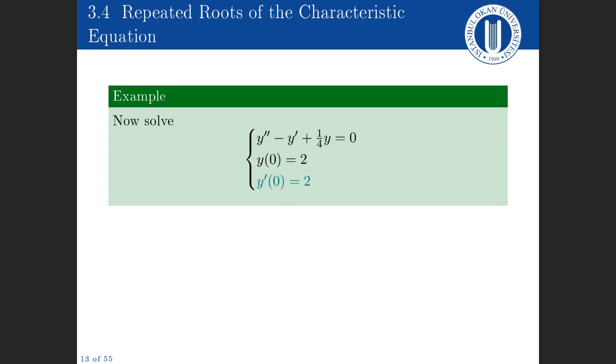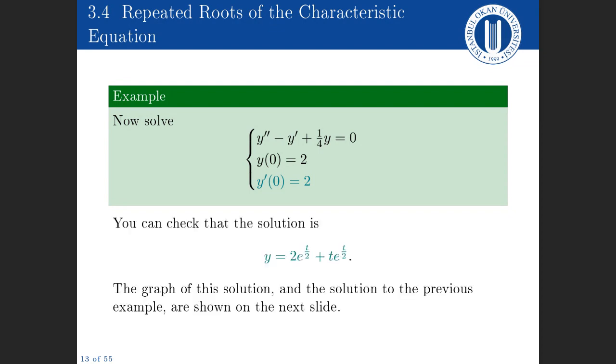I'll leave this one for you to solve. I'm not going to do the details. Please do the same method, and you can check that the solution to this initial value problem is 2 e to the power t over 2 plus t e to the power t over 2.